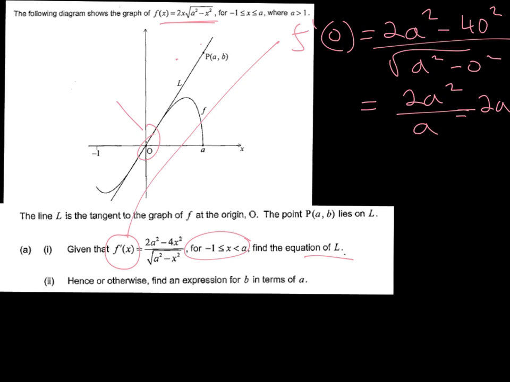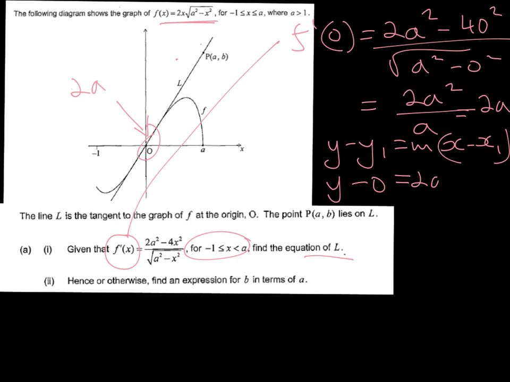So the gradient at the origin here is going to be 2a. So we can just use the formula y − y1 = m(x − x1) to find the equation of the line at that point, because we know at the origin y1 and x1 are 0. So that's y − 0 = 2a(x − 0), which leaves us with the line y = 2ax.